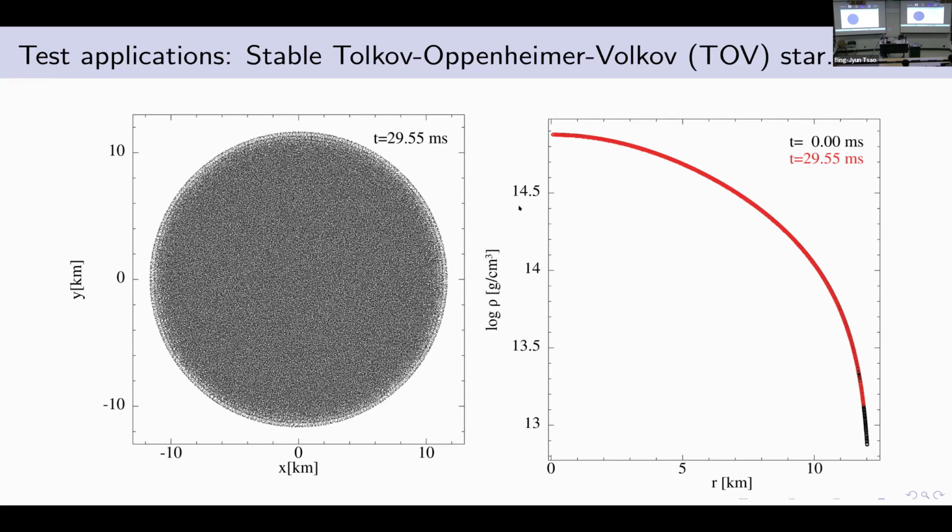So what I show here is the particle distribution of this TOV star after evolving it for 30 milliseconds. You can see the surface is still well behaved and everything looks fine. If I look at the radial profile of the density as a function of radius, the only thing that has changed is that the particles at the outer boundary have moved in a little bit. This might be just because of the oscillations, but typically we see that. So everything seems to be working fine.